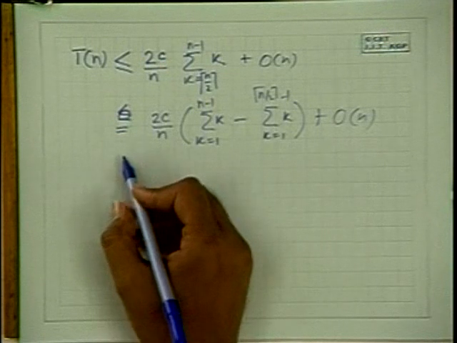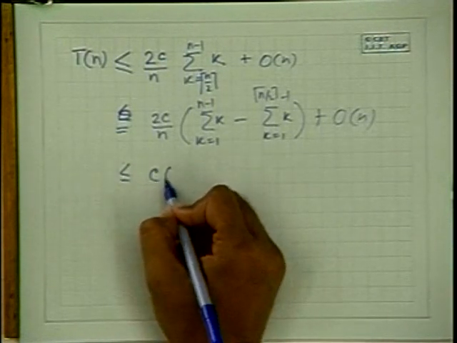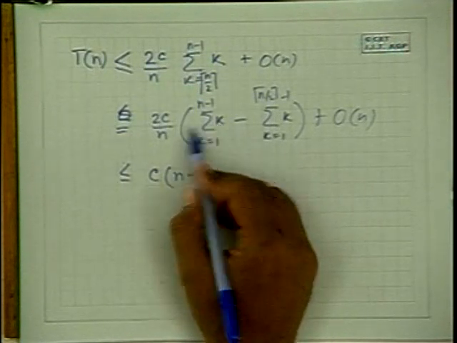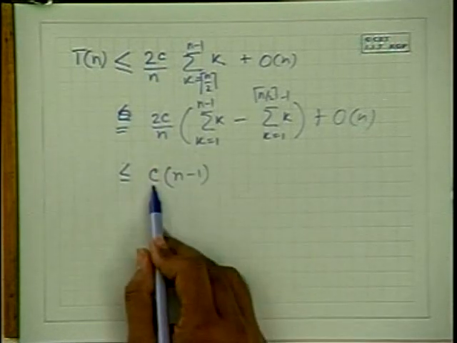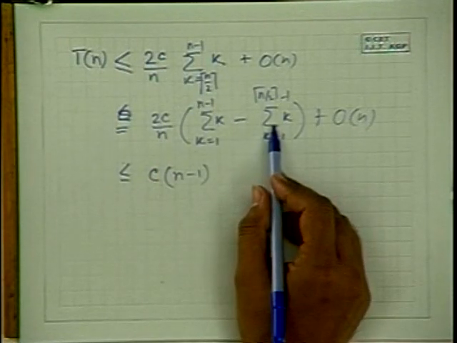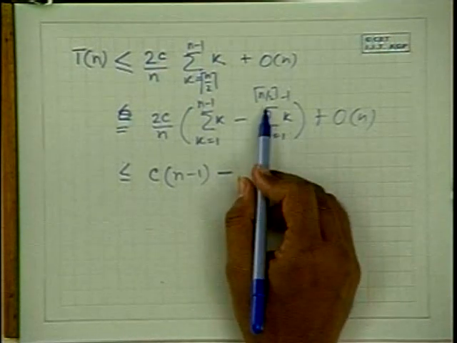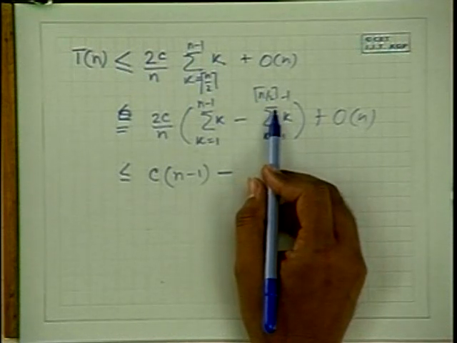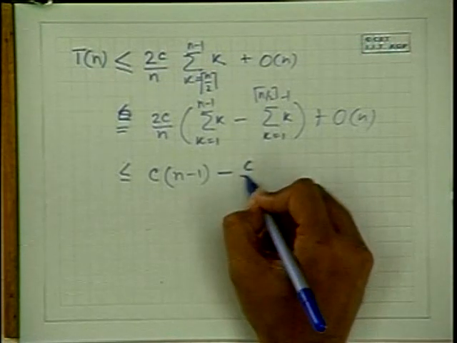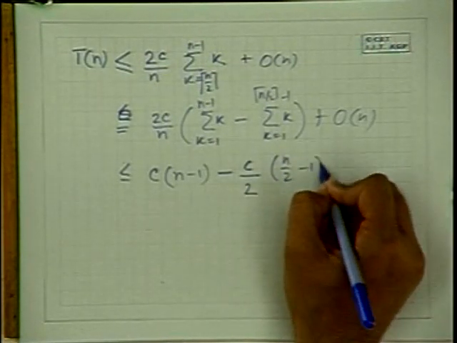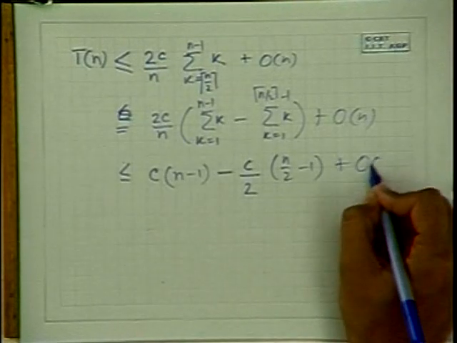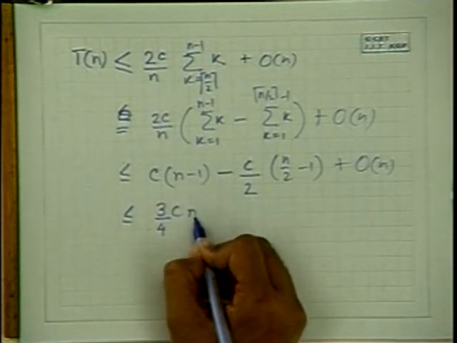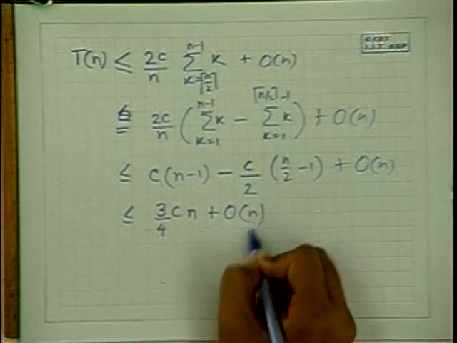So this is less than or equal to Cn minus 1, because this will give you n times n minus 1 over 2. That will cancel. N over 2 over n will cancel. So this will give C times n minus 1. And this, I can roughly assume as n over 2. So it will be n over 2 times n over 2 minus 1 over 2. So if you do that calculation, it will give you C over 2 times n over 2 minus 1, plus order n. Now this is less than or equal to 3/4 Cn plus order of n.